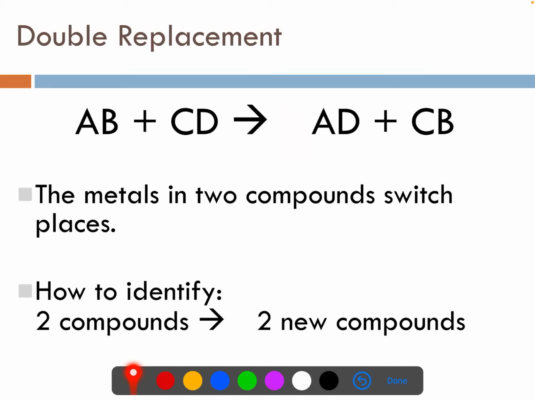The last type of replacement reaction is a double replacement reaction. This is where we have two metals represented by A and C, and they switch places with each other. So A gets with D and C gets with B over here. And you can identify this because two compounds are going to make two new compounds.